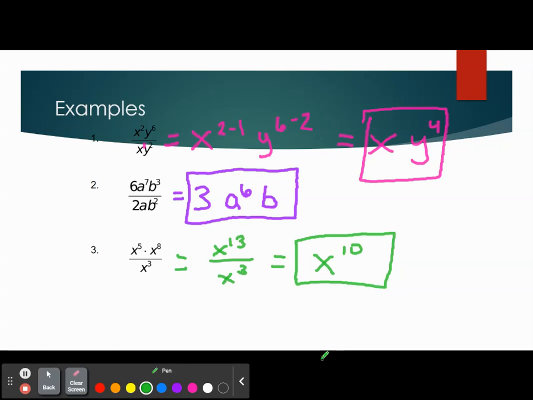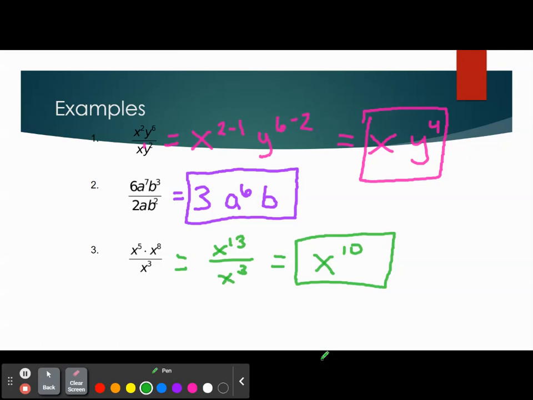What questions do you have? Some of these are a lot of steps. Parker? If you add a to the 7th plus b to the 3rd, wouldn't you just multiply 7 times 3? They're not like terms, so you can't. You can only do it when they have the same base. So since that's an a and that's a b, you can't do it.